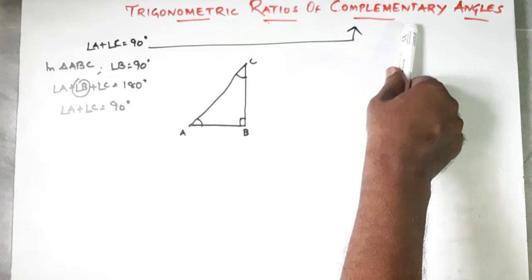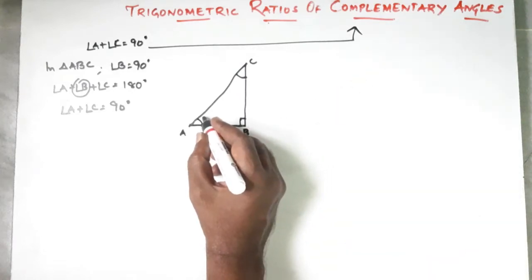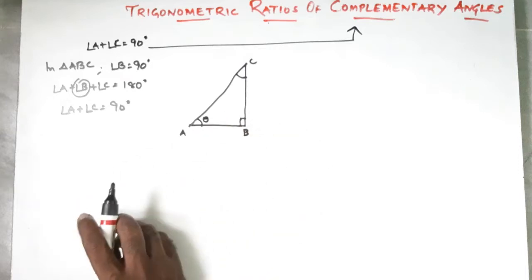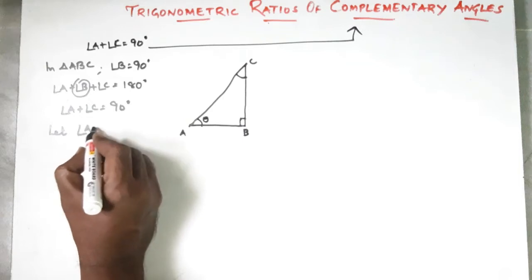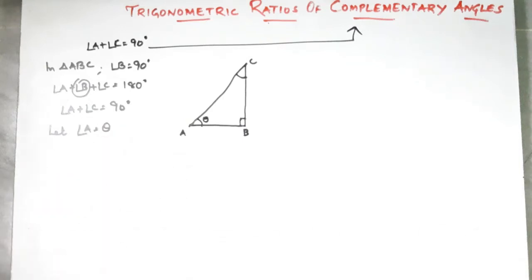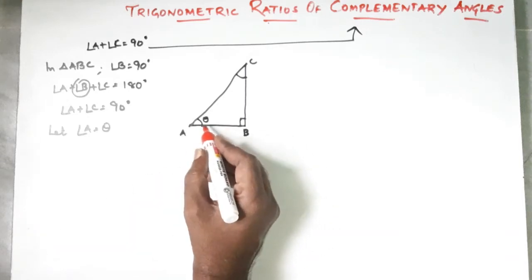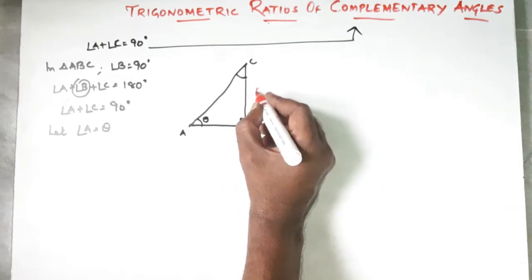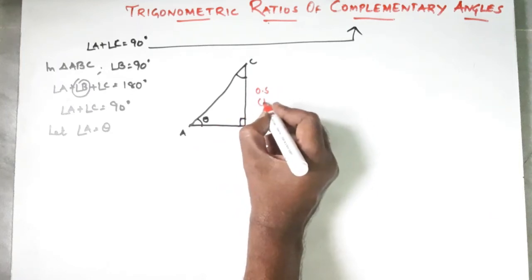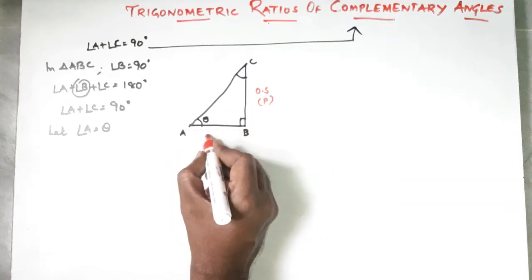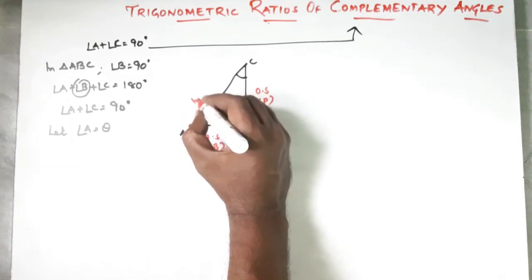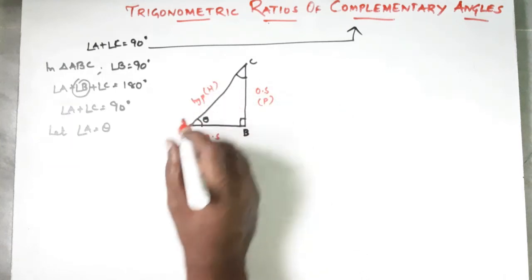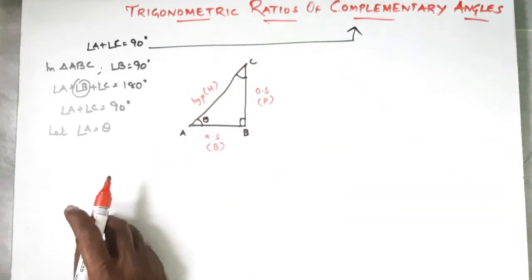Now, let us assume angle A is equal to theta. Using this condition, let us do the trigonometric ratios. The side opposite to angle theta we are going to call the opposite side, that is the perpendicular, and the adjacent side we are going to call the base. The hypotenuse will be the same, it will not change because it is the longest side in a right angle triangle.